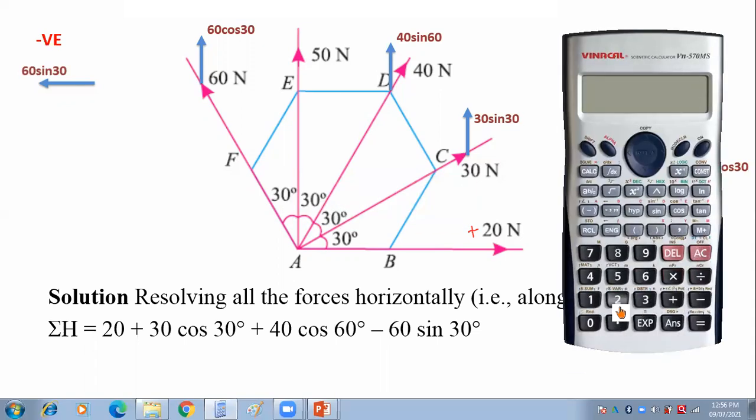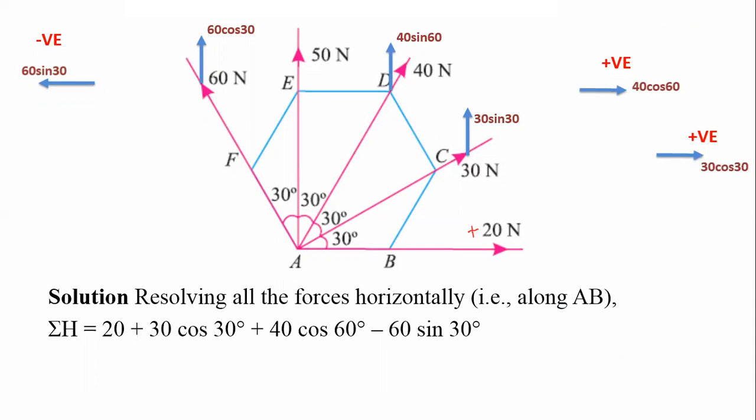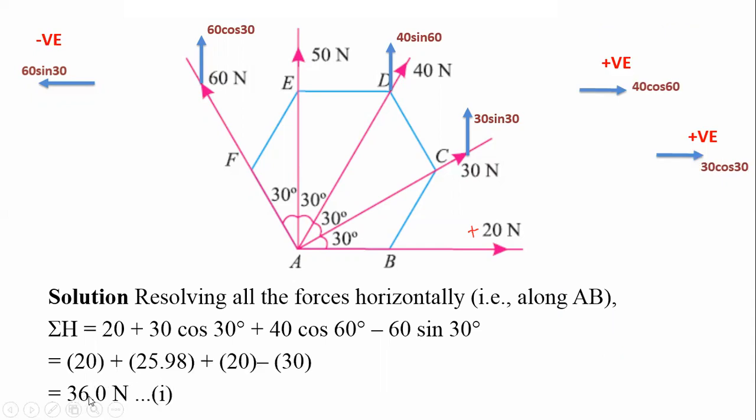Now put the values. First, let us put this 20 plus 30 cos 30 plus 40 cos 60 minus 60 sin 30. If you calculate this one, the answer is 35.98. It means that 36 Newton. Rounding off this value, we'll be getting 36 Newton.